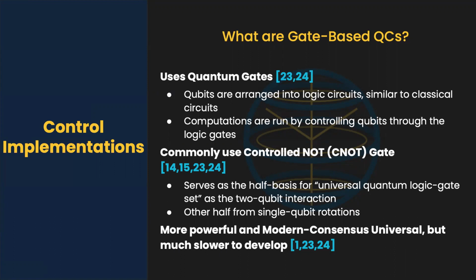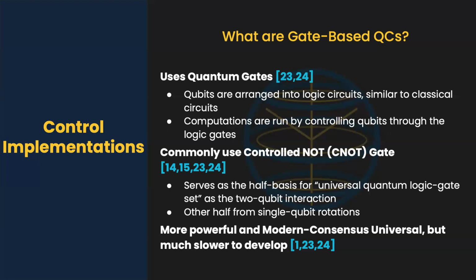Wow, so surprising. And basically it's just that you're using qubits and arranging them into circuits very similar to how you would classically. And then you compute things by running your circuits and controlling your qubits with those logic gates, exactly how you would, if you squint your eyes, with a classical computer.